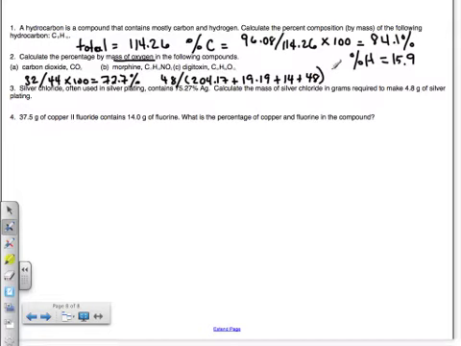Okay, so I'm going to add all that together. That gets me 285.36. So it's 48 over 285.36 times 100. And I get 16.8% oxygen. On the real page. Okay, 16.8% for B. So I'll put that down here. 3B, 16.82%.